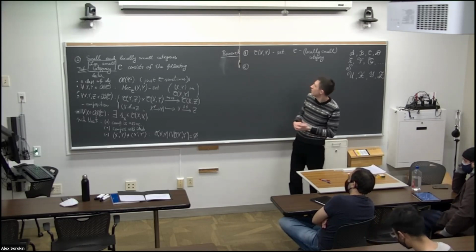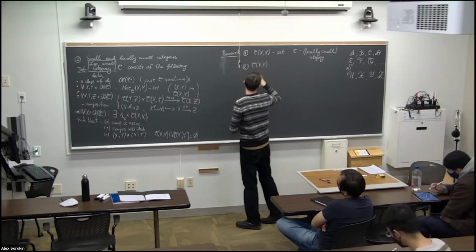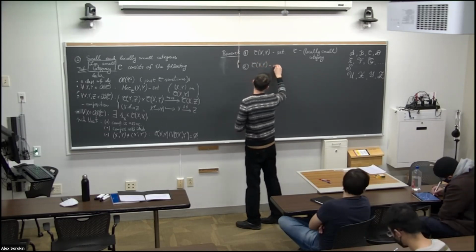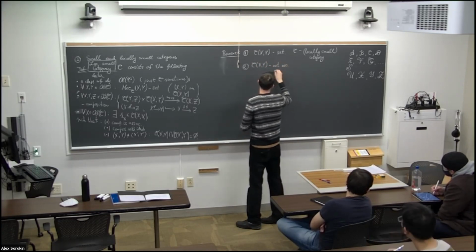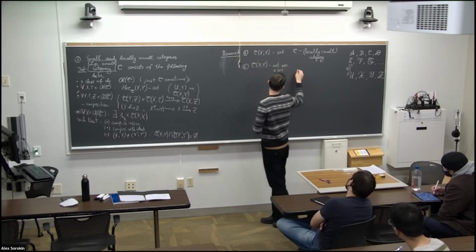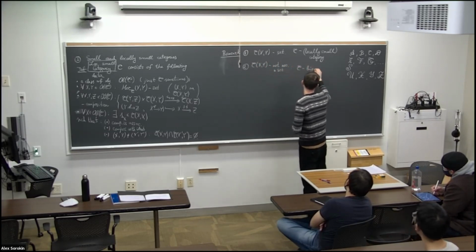Okay. Second, if C(X, Y) is not necessarily a set, I said that we can. There is, C is a big category.